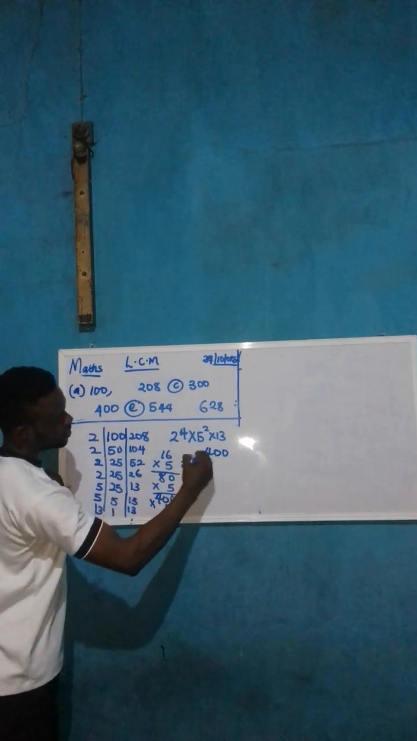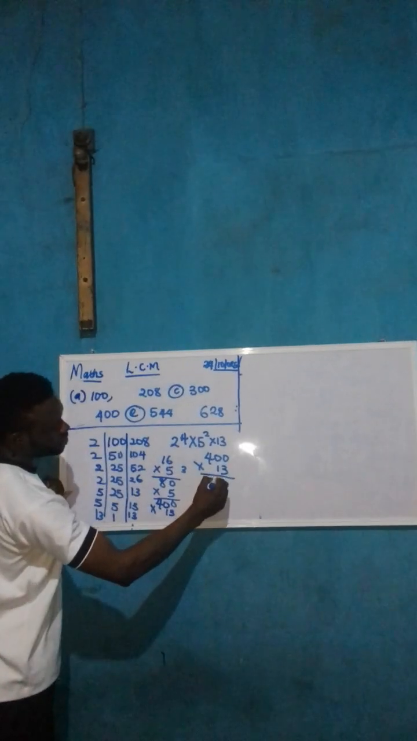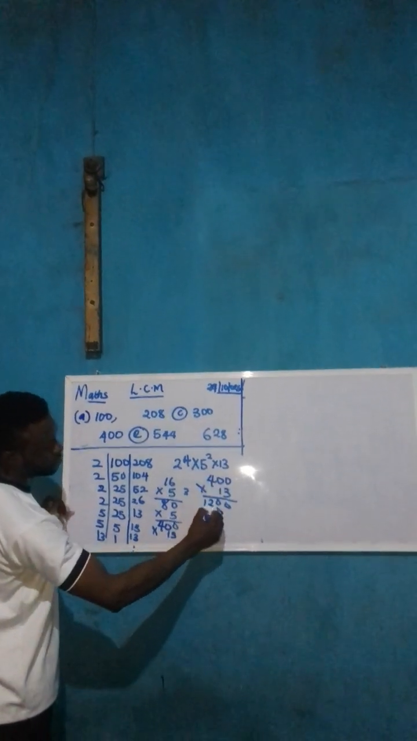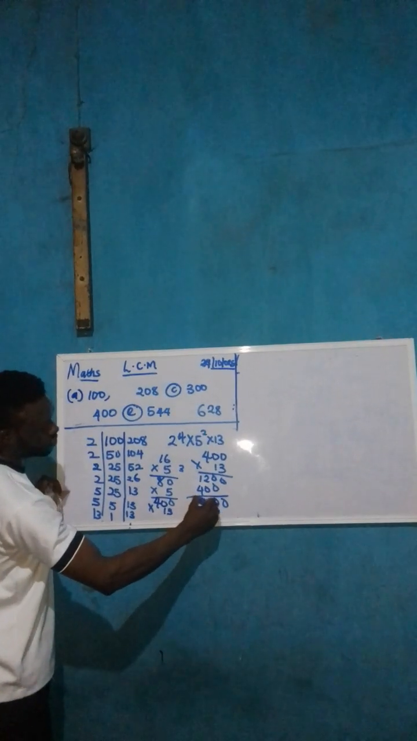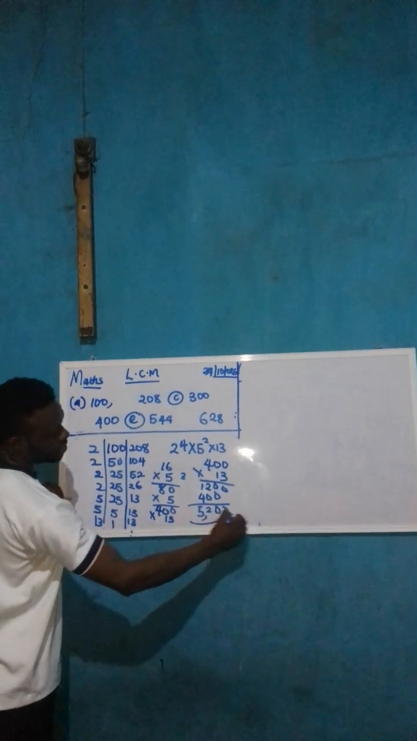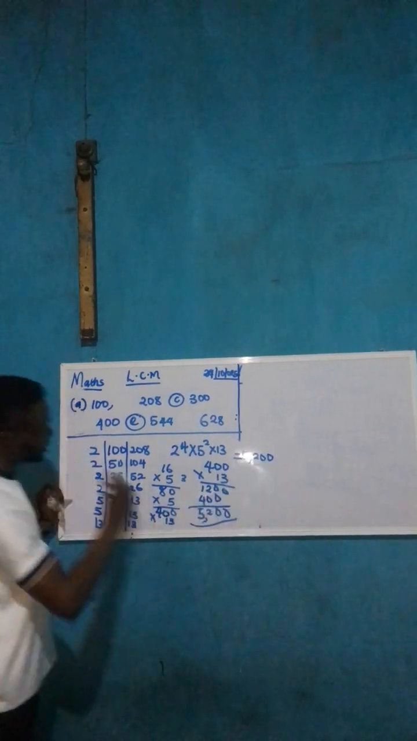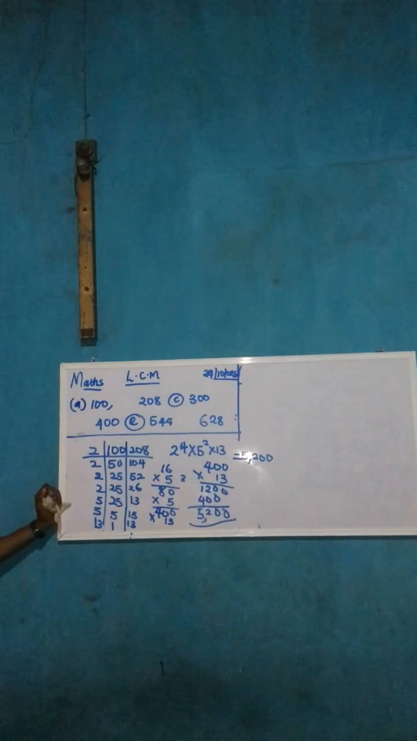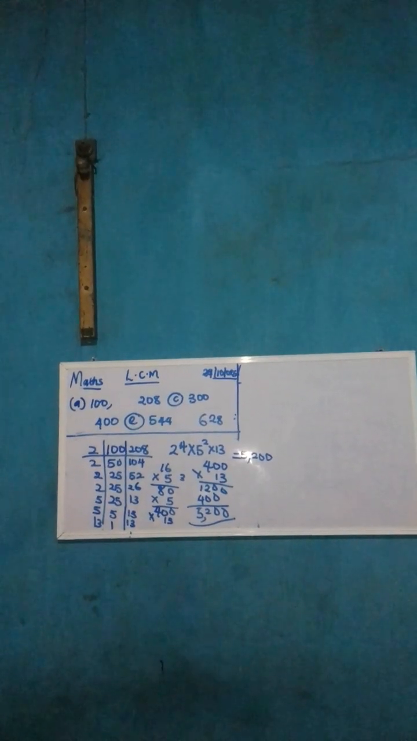400 times 13, okay? This times 0, 0, this times 0, 0. 3 times 4 give us 12. 1 times 0, 0. 1 times 0, 0. 1 times 4, 4. We add it together, 0, 0, 2, 5. So the LCM is equal to 5,200. That's the LCM of 128 will give us 5,200. Do you understand?